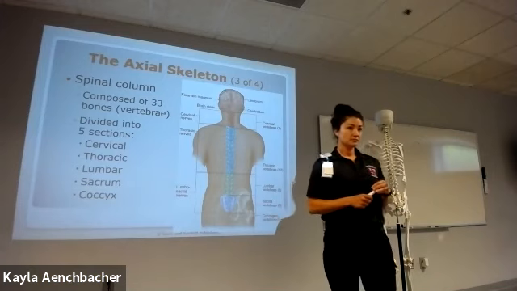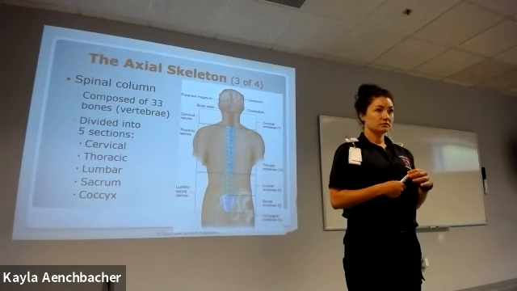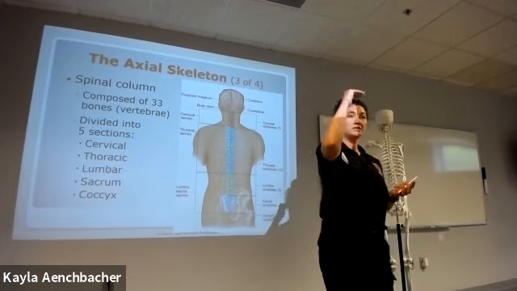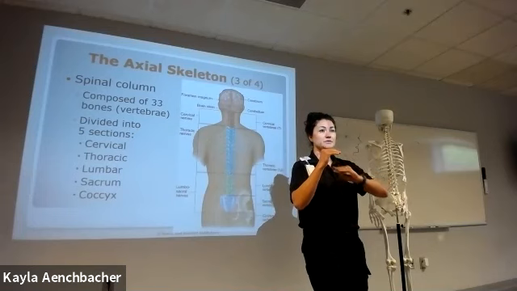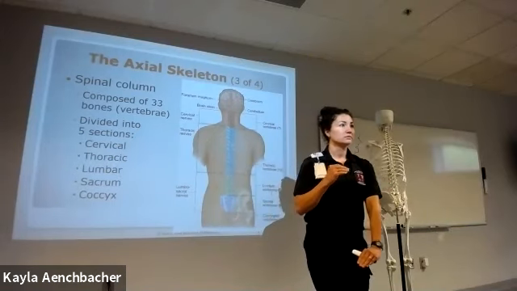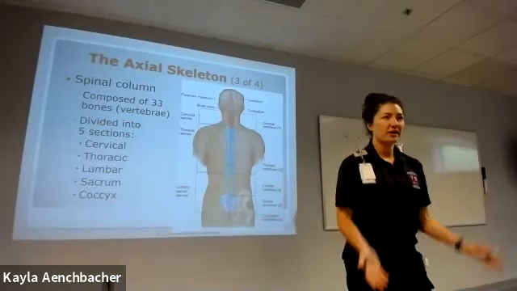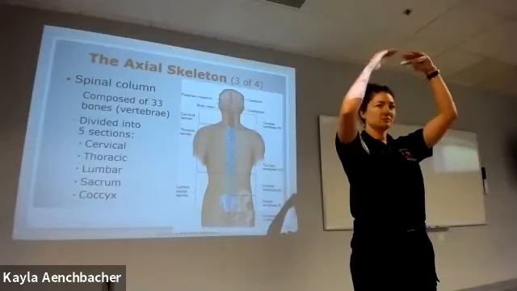So is it like 1, 2, 3, 4, 5, 6, 7, and then 1? Correct. So C1, 2, 3, 4, 5, 6, 7. T1, 2, 3, 4, 5, 6, 7, 8, 9, 10, 11, 12. Does that make sense to everybody? You don't count from the bottom up. You count from the top down.